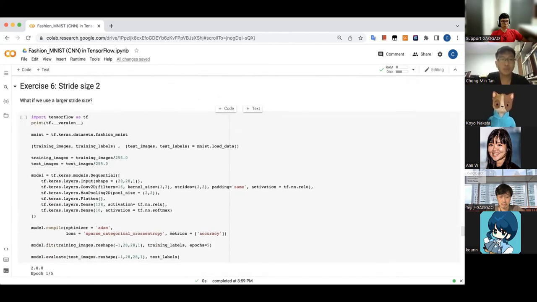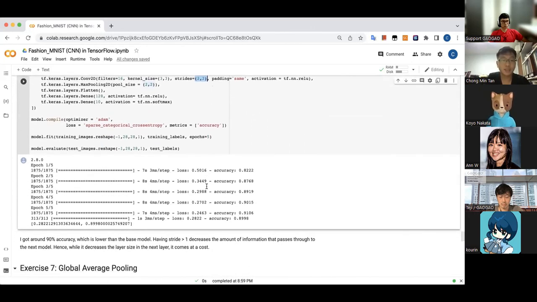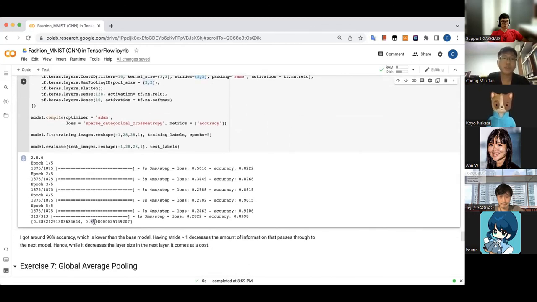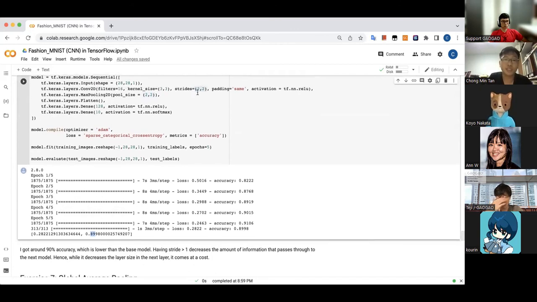Stride size 2. What if you use a larger stride size instead of just stride size 1? Actually, I got a worse result. So when you increase your stride size, you are actually losing information in the model. So use it sparingly when you increase the strides.